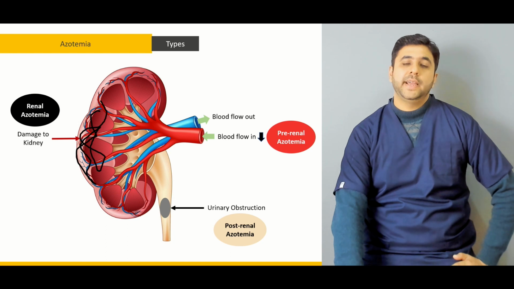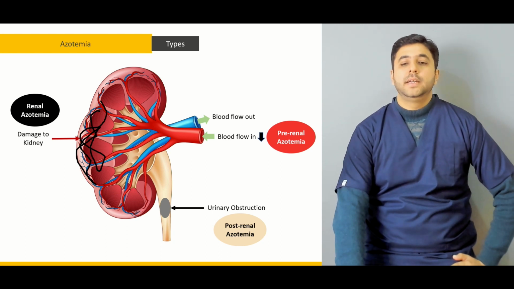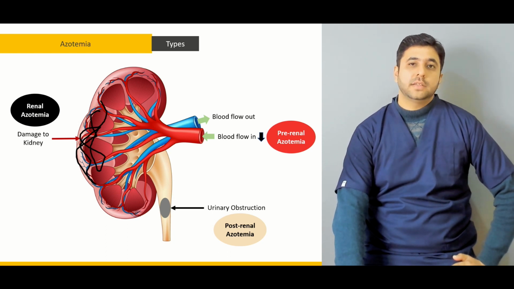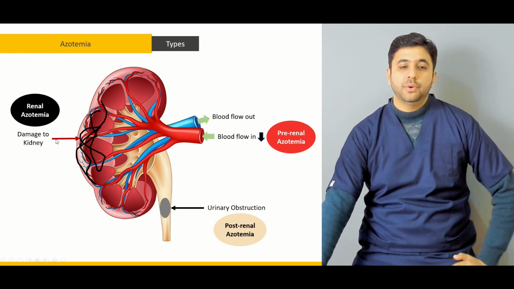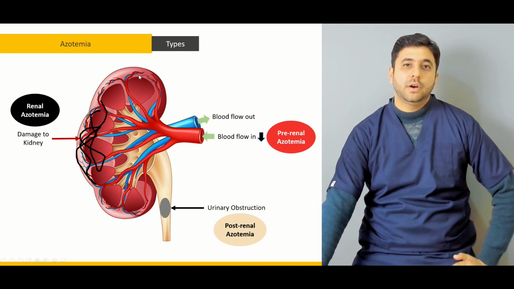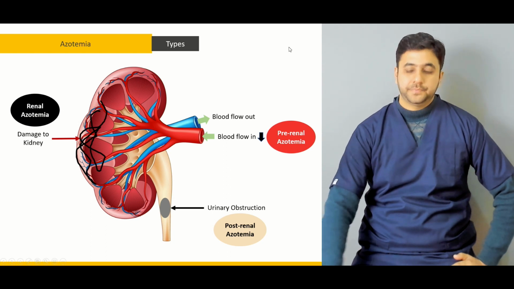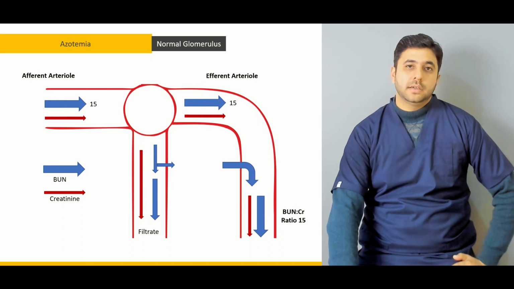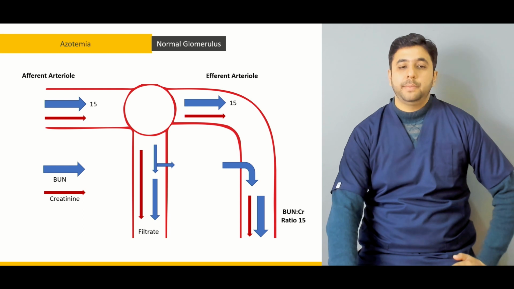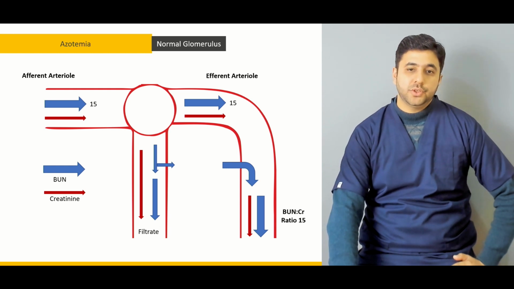We are going to define what azotemia is. Then afterwards, we are going to classify it into the various types, whether it is pre-renal, post-renal, or renal, meaning any pathology involving the kidney. Afterwards, what are the various markers that can help us in identifying the various types of azotemia? A very important marker is the BUN and creatinine ratio. And we are going to explain the different changes occurring in the BUN and creatinine ratio.